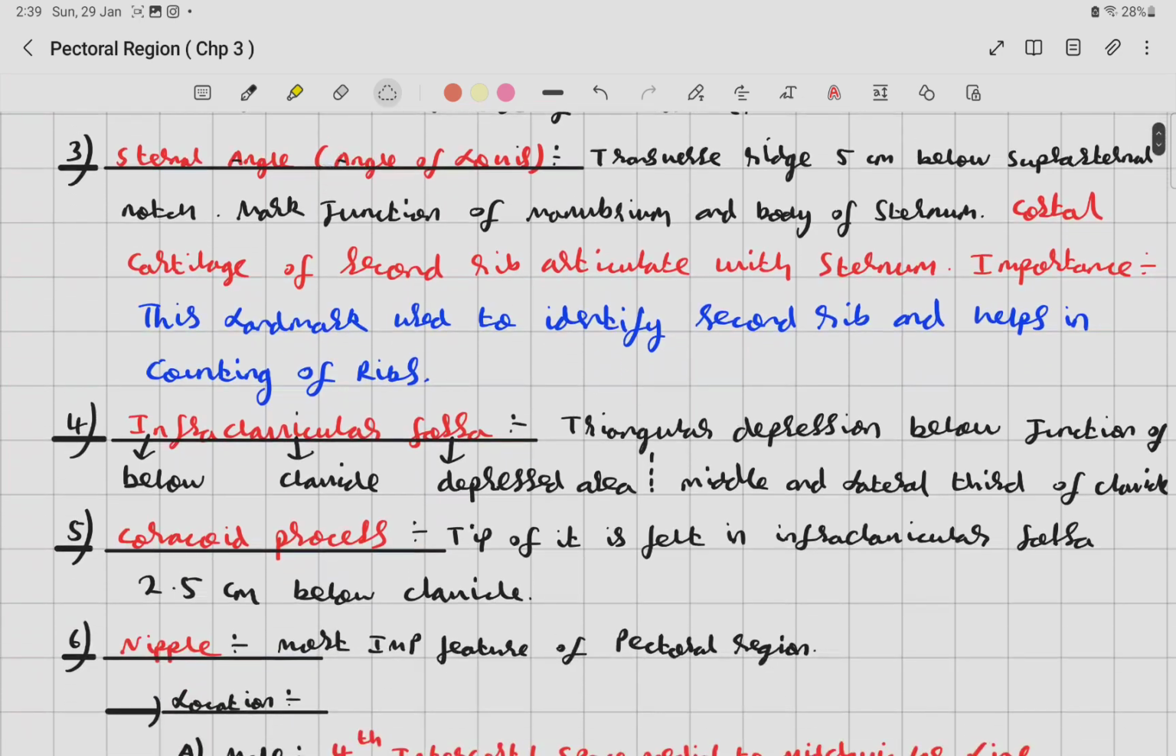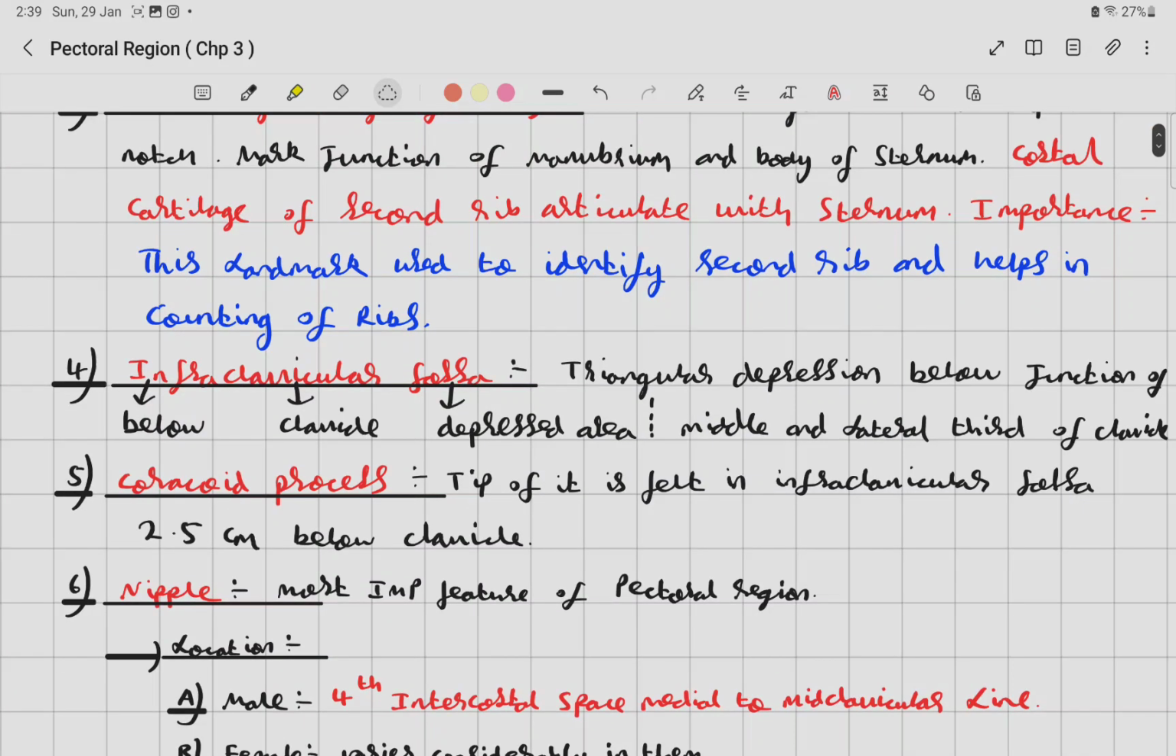Now infraclavicular fossa. Infra means below, clavicular means clavicle, and fossa means depressed area. So it is a triangular depression below the junction of the middle and lateral third of the clavicle.